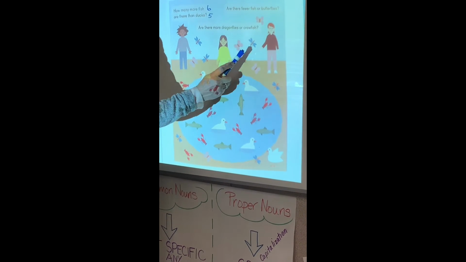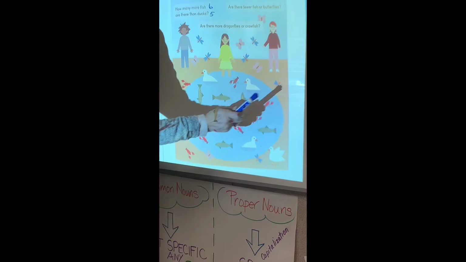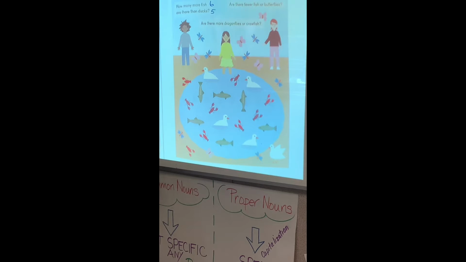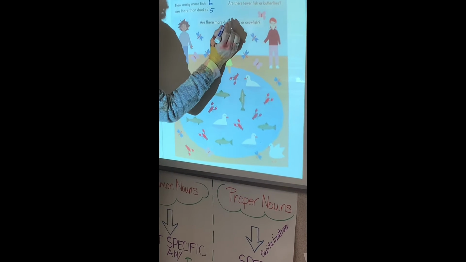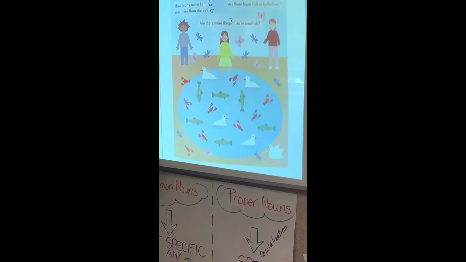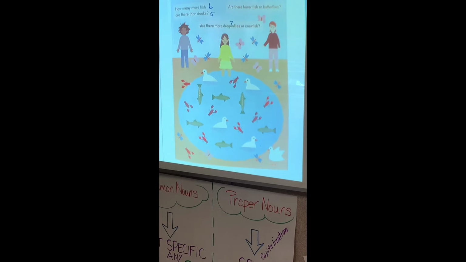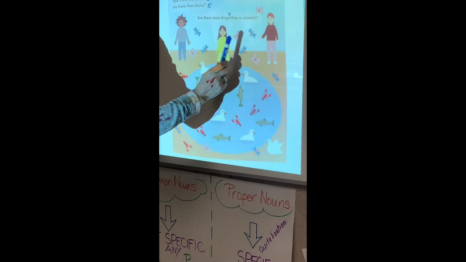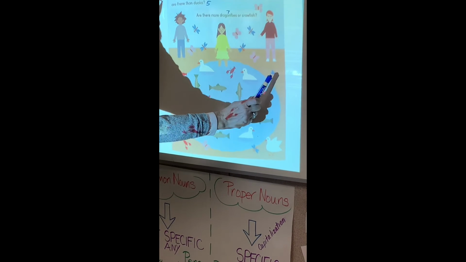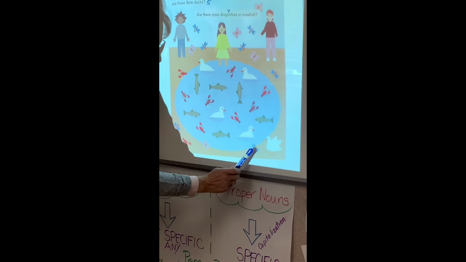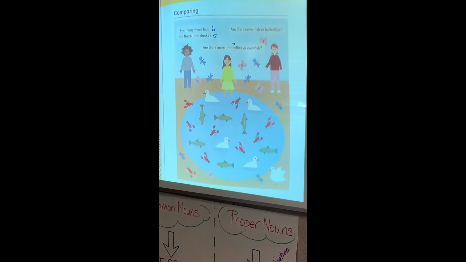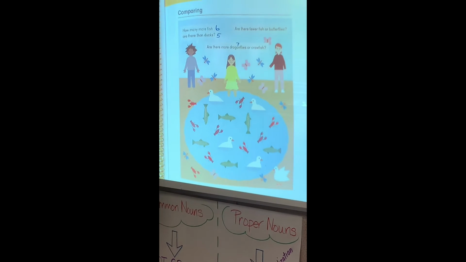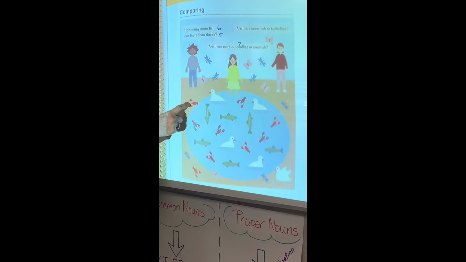1, 2, 3, 4, 5, 6, 7. 7 dragonflies. I'm going to put it right above the word dragonflies. But I'm going to count again because that was kind of tricky and I don't want to miss any. 1, 2, 3, 4, 5, 6, 7. 7 dragonflies.